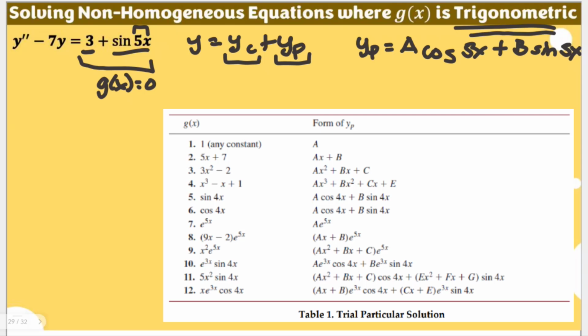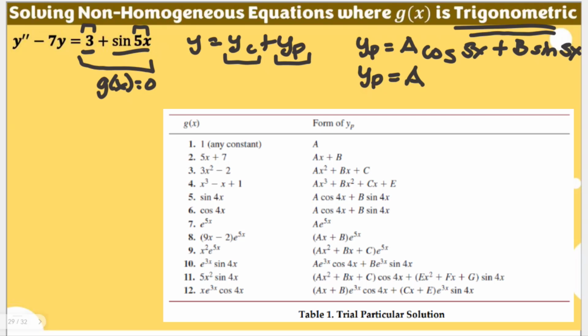But here's the catch. Again, here is what makes this different from the previous two examples. Take note that our g of x contains a constant here. In short, look at the first row. We also have another form for our y sub p, which will be used here, and that is equal to a, being the constant. So how would we combine these two if we have two different forms of y sub p and there are two coefficients for a?